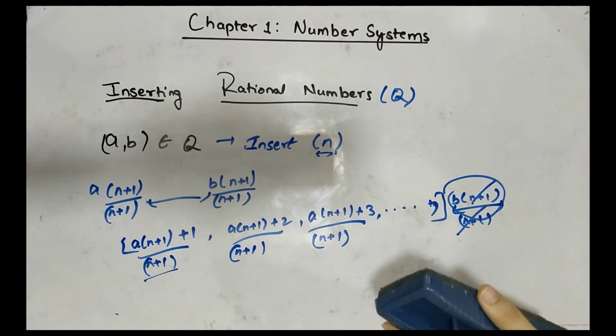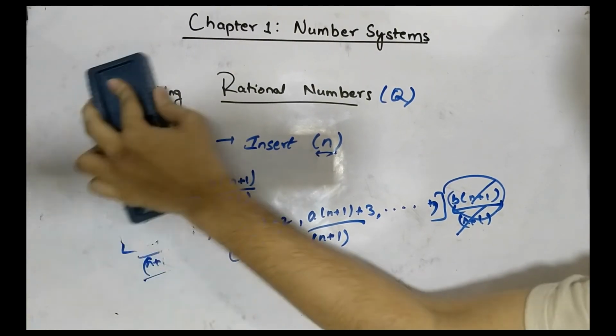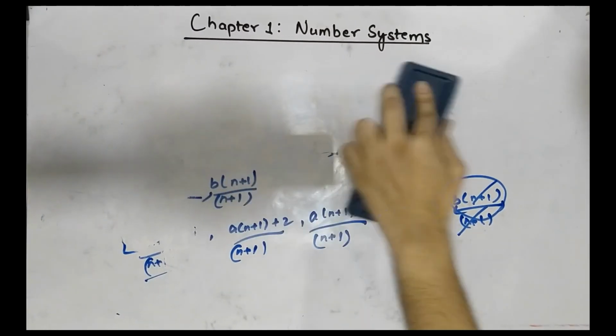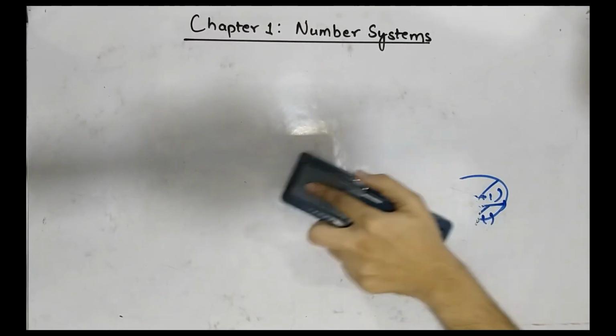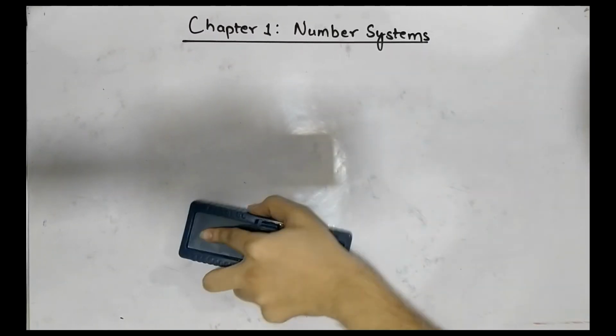Okay. So that was all about rational numbers. Rational numbers are easily locatable on a number line. You can easily locate them on number lines. That's not a problem.